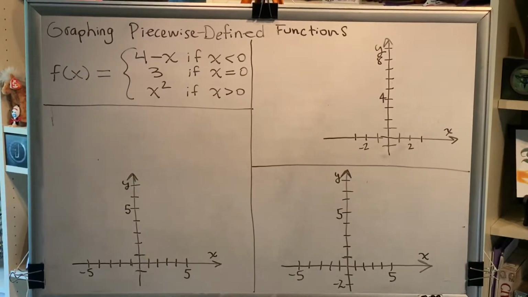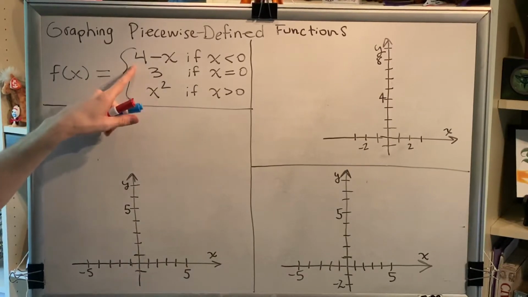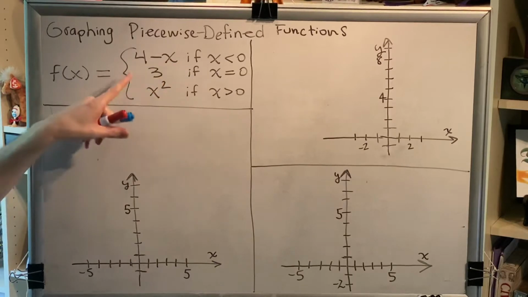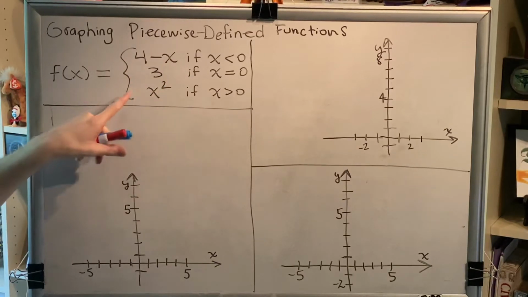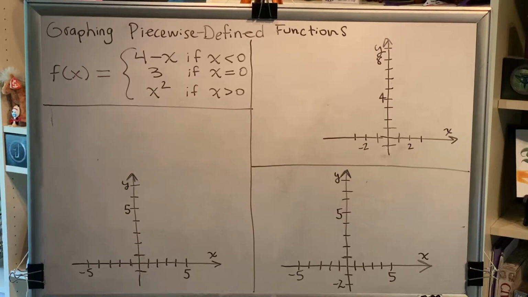The topic of this video is graphing piecewise defined functions. Let's look at a problem. f of x equals 4 minus x if x is less than 0, 3 if x is equal to 0, x squared if x is greater than 0.